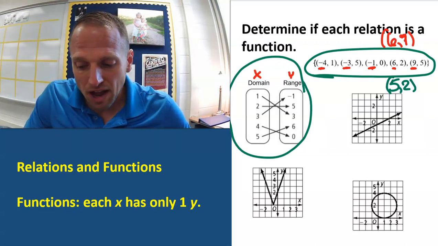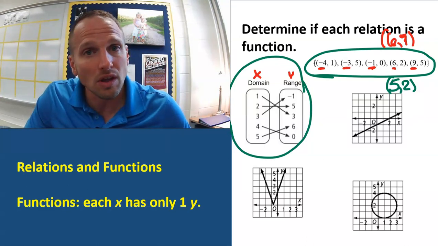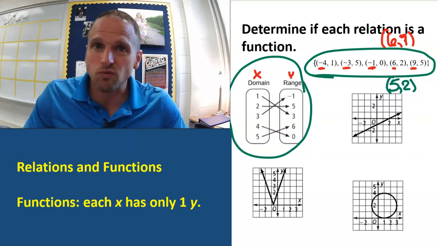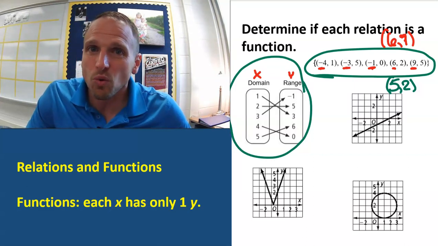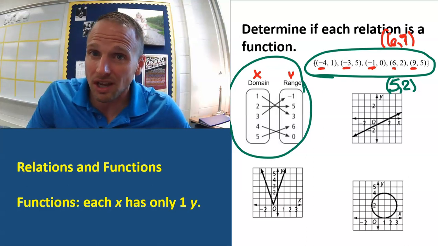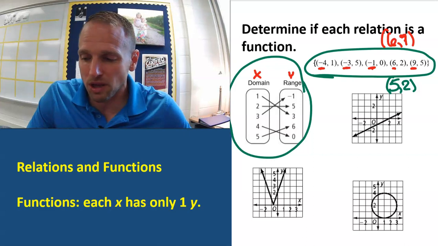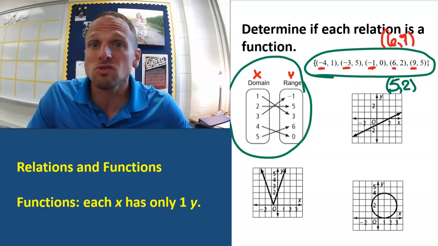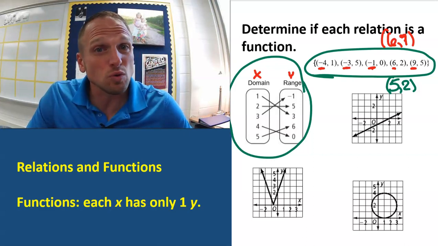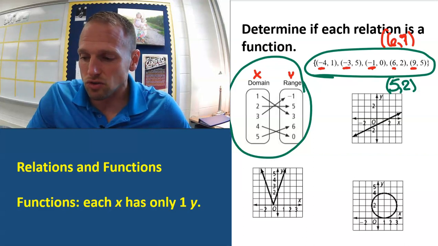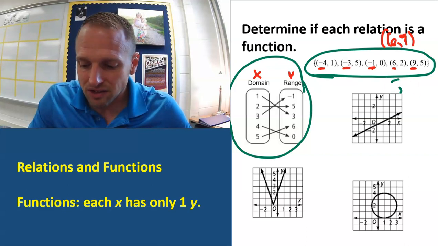So the 5 with a 2 is okay because up here it's a 6 with a 2, and that's fine. If we're 100% honest, we're almost entirely just looking at the x's to see if the x's repeat. If we see an x that repeats, then just make sure those y's are the same, because if it's a function, those y's would have to be the same. If they're different, then it's not a function. So the first key is to find the x's that repeat.